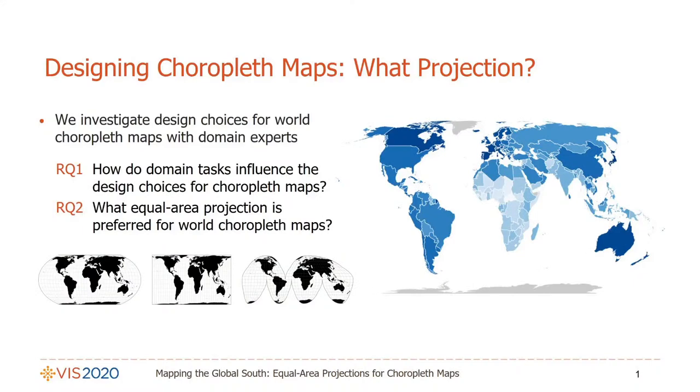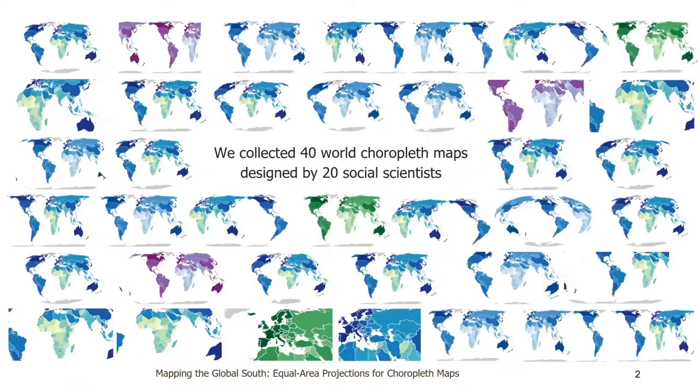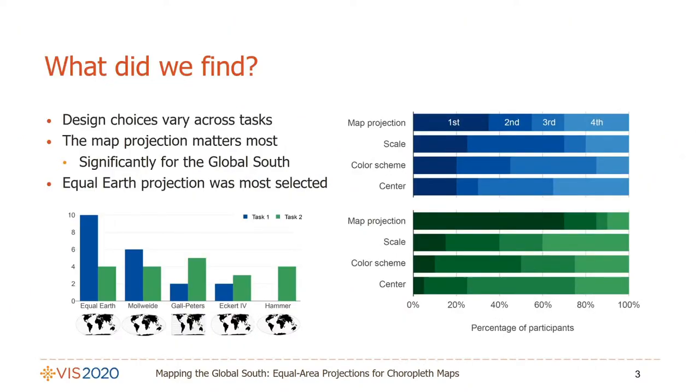In this paper, we investigate design choices for world correlate maps by domain experts. We tackle 2 research questions: how do domain tasks influence the design choices, and what equal error projection is preferred. Through a survey, we collected 40 correlate maps designed by 20 social scientists, and our analysis suggests that the choices vary across tasks, the projection was most important, and the equal error projection was preferred.